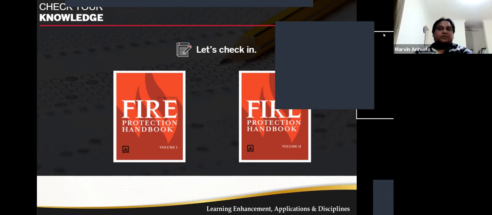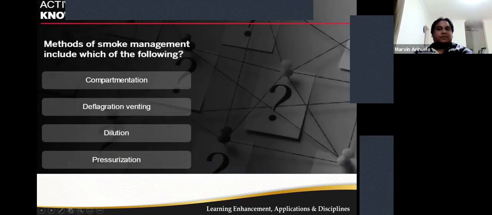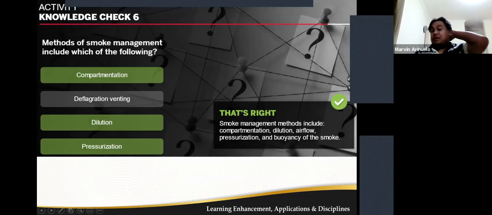You can go to page 46, 18-50 to 18-53 of your fire protection handbook. So the answer is ACD. Correct, Mr. Rahil. Compartmentation, dilution, and pressurization. And it may also include other things like airflow and buoyancy of the smoke.